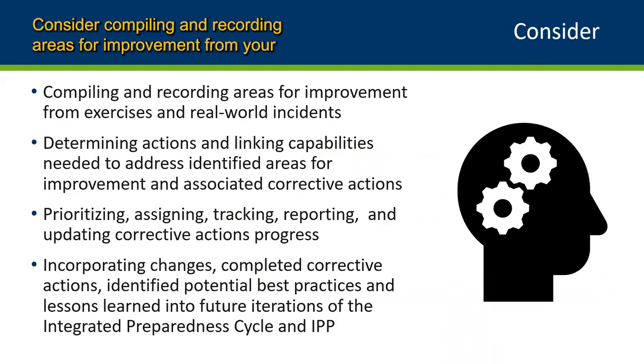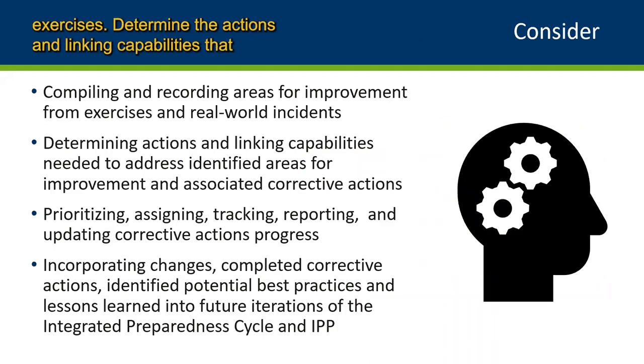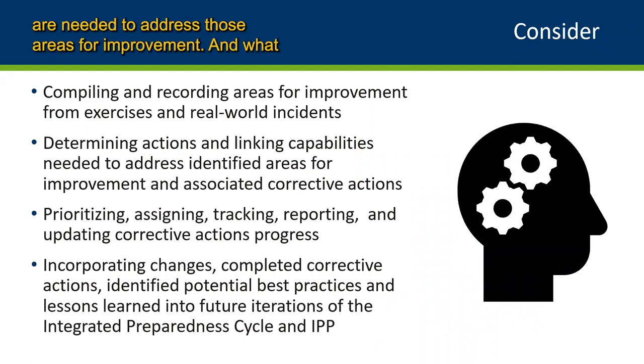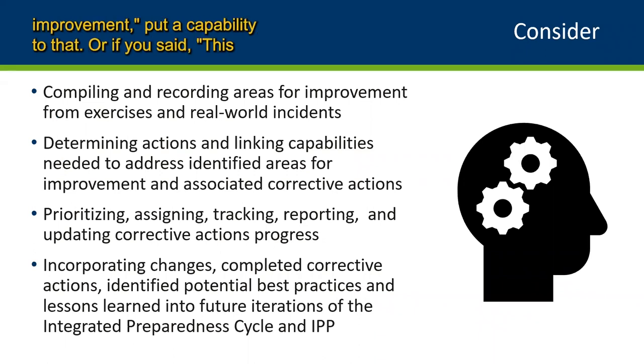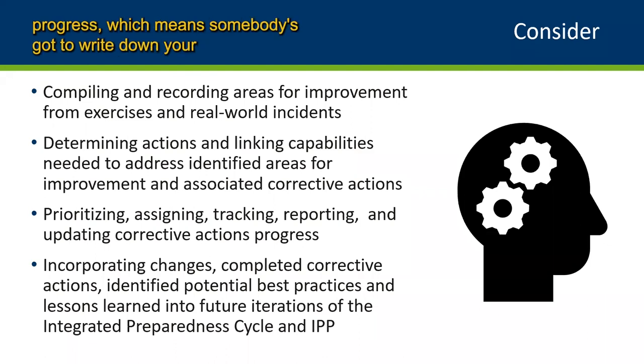Consider compiling and recording areas for improvement from your exercises. Determine the actions and linking capabilities that are needed to address those areas for improvement. What we mean is, if you said, this is the area for improvement, put a capability to that. Or if you said, this is the corrective action, assign that a capability, because then you can look and see, ooh, 5 of us have the same capability. Maybe we can work and report in on that capability at the same time. You are prioritizing, assigning, tracking, reporting, and updating corrective action progress, which means somebody's got to write down your corrective actions and then look back at them.